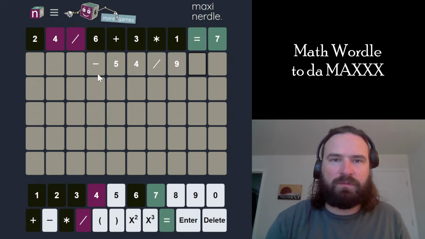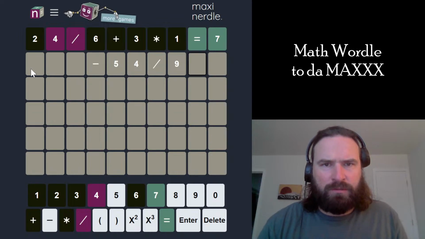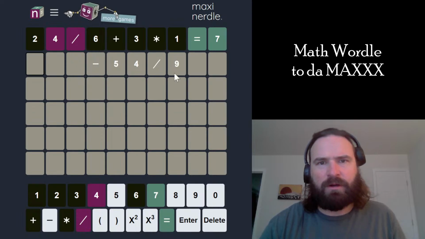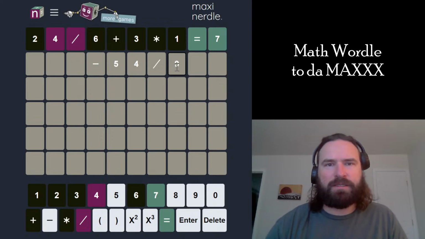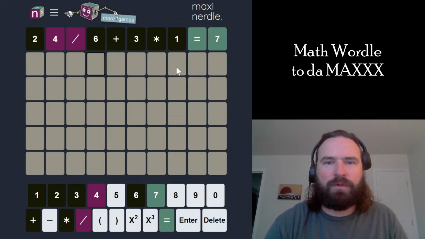I'm thinking if I do subtraction here. So that seems impossible. Well, 5 squared. No, I don't have enough room for that. Alright, so 54 divided by 9 is not going to work the way that I was hoping it would.